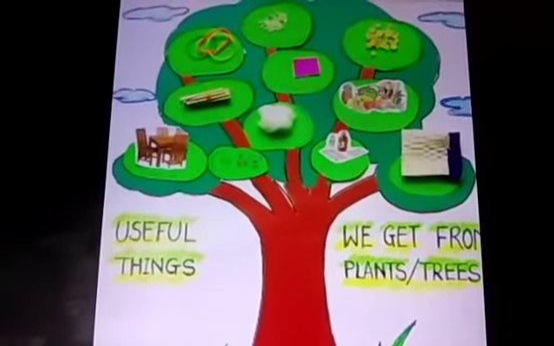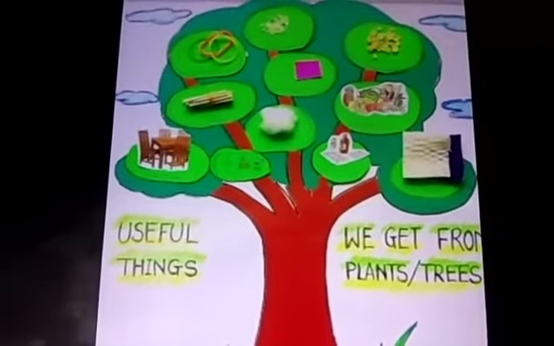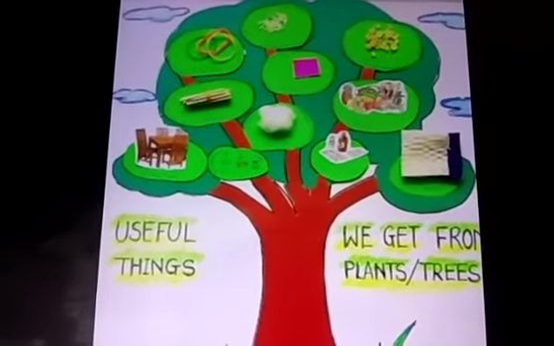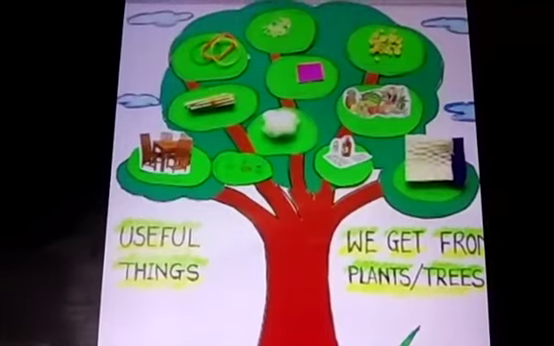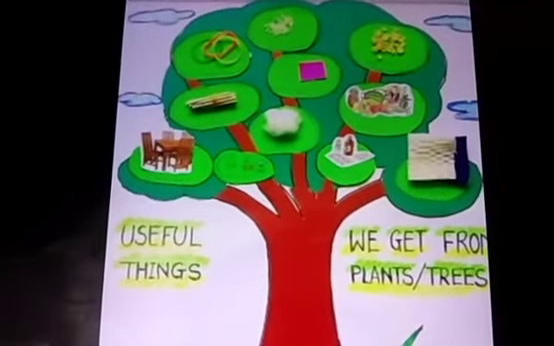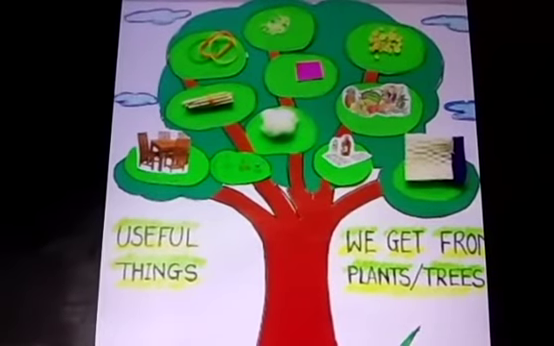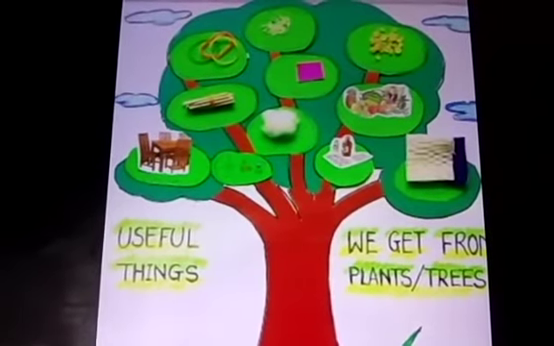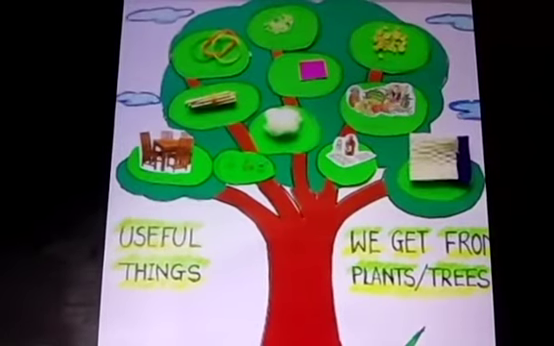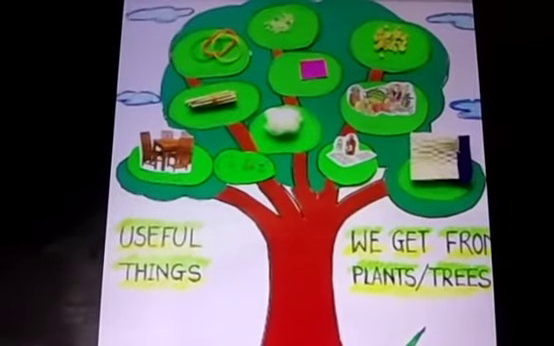And from plants also we get so many useful things. From plants, what are the things we get? Wood, rubber, cotton and jute. And also we get eatables like fruits and vegetables. So all these are made up of matter because they have weight and also they occupy space.